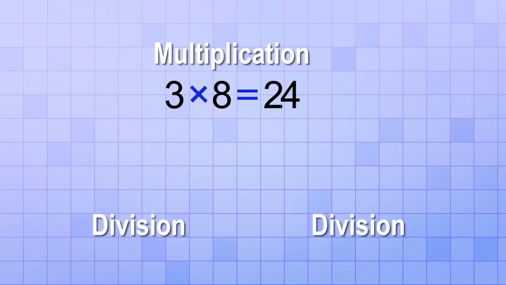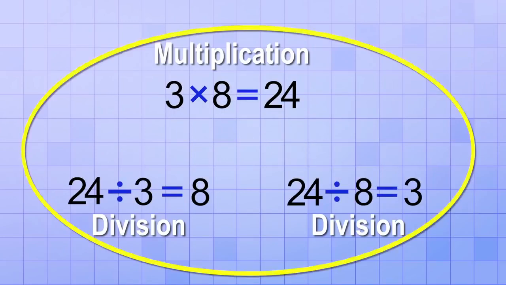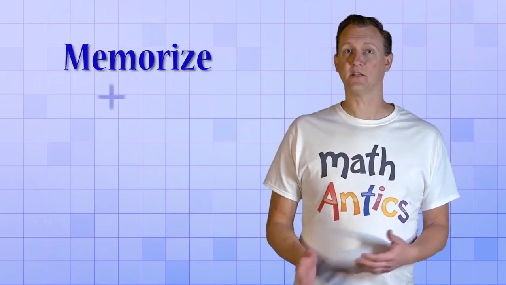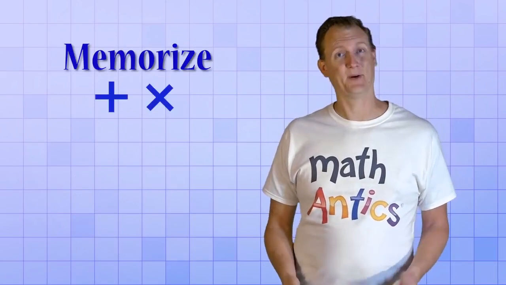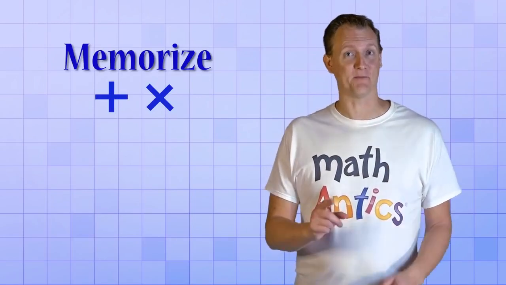Likewise, with multiplication, if you memorize the fact 3 times 8 equals 24, then you'll also know two different division facts. You'll know that 24 divided by 3 is 8, and that 24 divided by 8 is 3. This is another fact family. Okay, great. So we just need to memorize the addition and multiplication facts. But there's still a lot of them. But there's only half as many as you might think.